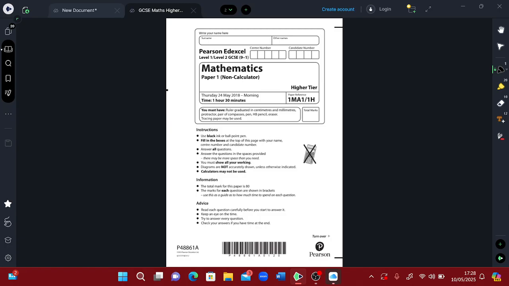And I believe the first paper is this week, isn't it? This Thursday in a few days. So we're going over paper one. This is a non-calculator paper, so it will be looking to test your arithmetic and things like that.